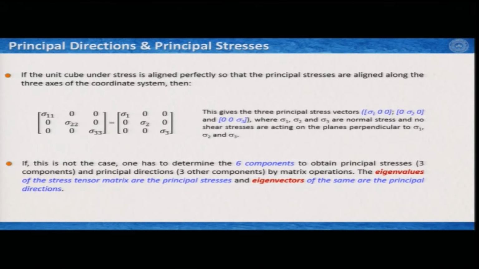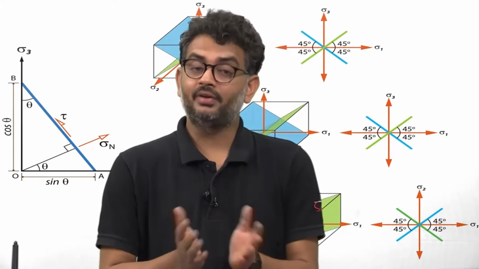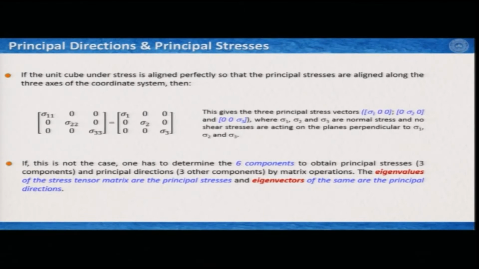Now as we have seen in the previous diagram, if sigma 1, sigma 2 and sigma 3, which are the normal components, are aligned along the principal axis of stresses, that means if the unit cube under stress is aligned perfectly, so that the principal stresses are aligned along the 3 axes of the coordinate system, then we can define sigma 1 as the magnitude of principal stress along the x1 direction, sigma 2 as sigma 2 and sigma 3 as sigma 3. Therefore it gives 3 principal stress vectors: sigma 1 0 0, 0 sigma 2 0 and 0 0 sigma 3. Now, I wrote it here as a row matrix, but generally they appear as column matrices. So, if I write sigma 1 0 0 and so on.